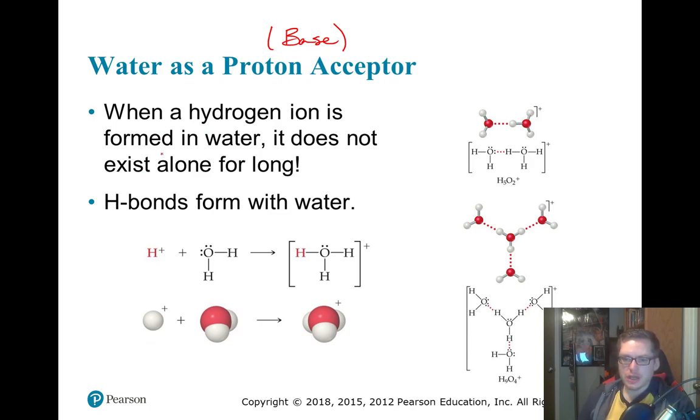It says when a hydrogen ion is formed in water, it does not exist alone for long. What they're showing you here is that if you put an acid in here that produces this H+ ion, it's not going to stick around for more than a few thousandths of a second, and then it's just going to be bonded to a water molecule. And so this water molecule will act like a base. It'll act like a hydrogen acceptor, or a proton acceptor, and then it forms this. And you should recognize this. This is our hydronium ion, a polyatomic ion that we've looked at before.